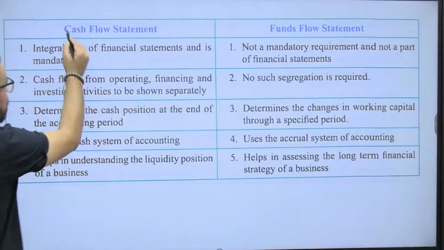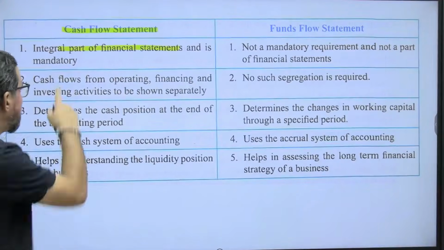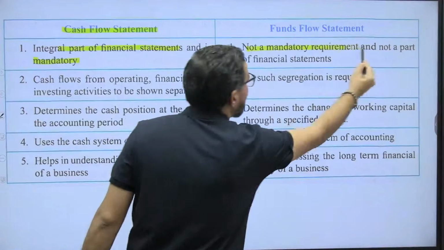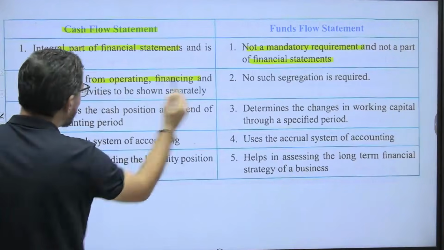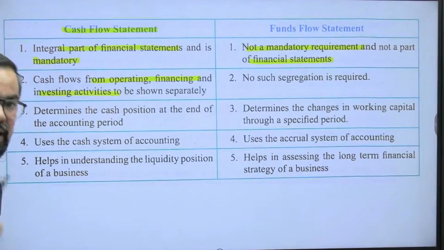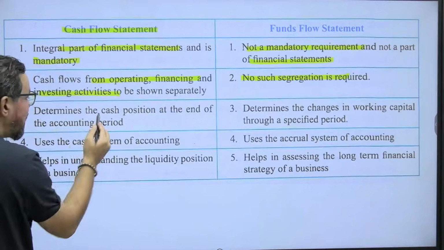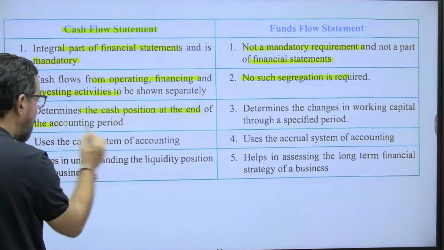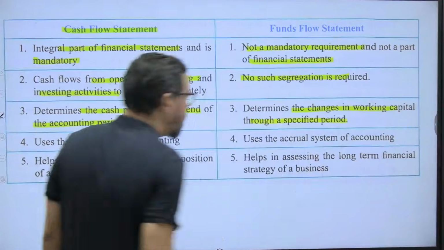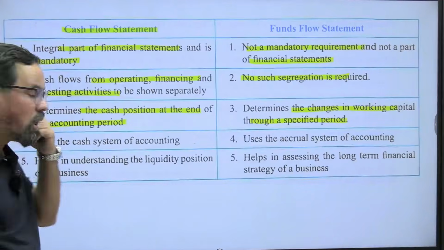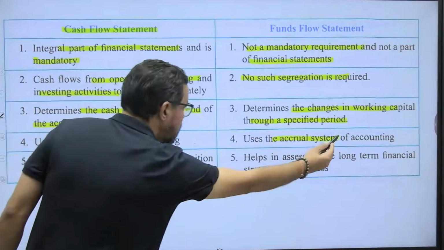Cash flow statement is an integral part of the financial statement, which is mandatory in nature. Fund flow is not mandatory and not a part of the financial statement. In cash flow we have segregation into operating, financing, and investing activities, but here we do not have any sort of segregation. Cash flow determines the cash position at the beginning and end of the accounting period, while fund flow determines the changes in working capital through a specified period or between two financial years. Cash flow uses the cash system, and fund flow uses the accrual system.